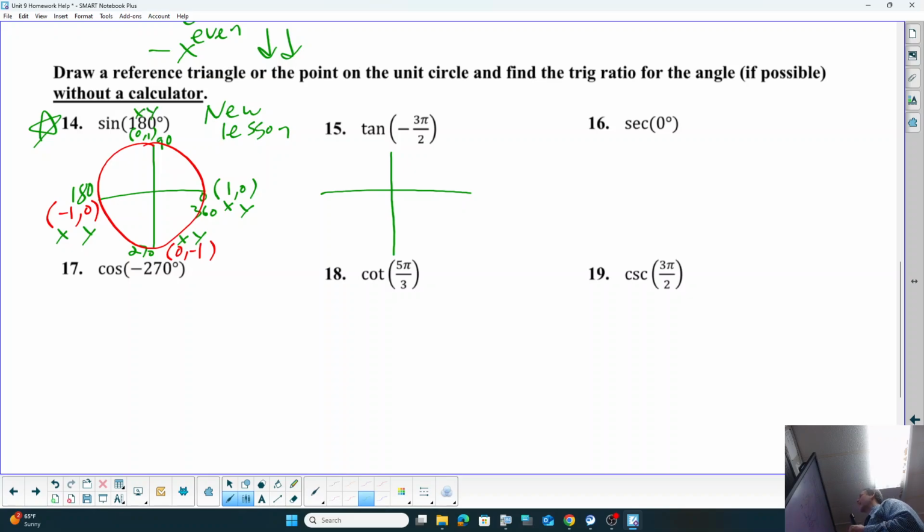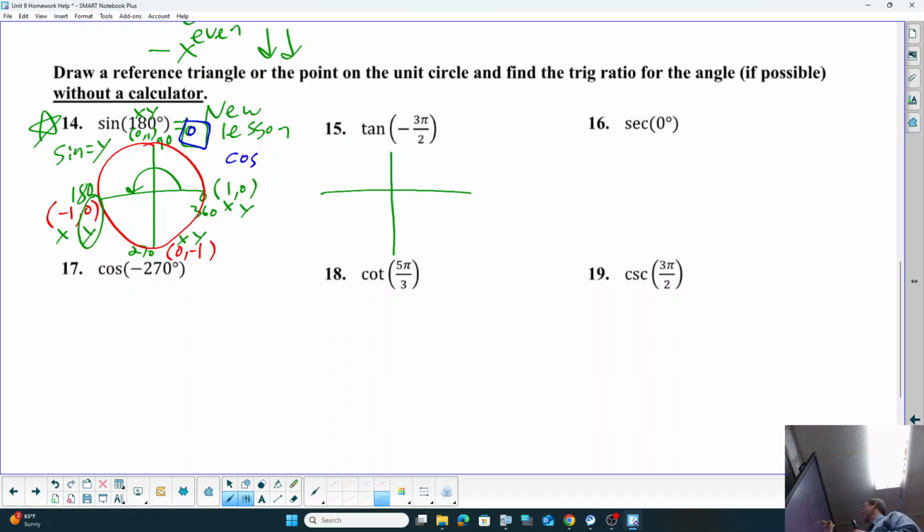So sine of 180, what is sine of 180? Here's 180. And sine is the y value. So sine of 180 should just be 0. So that is our answer. Right? So, okay, let's try it.